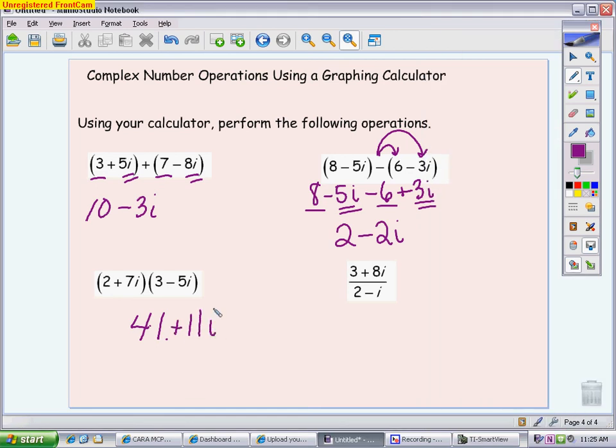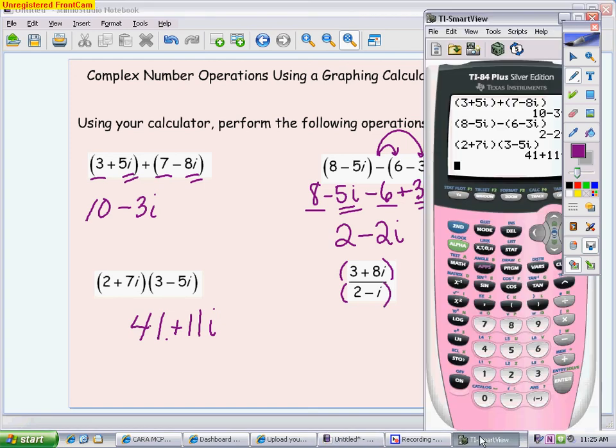The division, again, do it entirely on your calculator, but you must use parentheses, and a lot of times the problems don't have the parentheses written in, so you want to get in the habit of putting parentheses around everything and then going straight to your calculator. So we're going to type in parentheses, 3 plus 8i. This time you have to hit the division bar. You can't put nothing there, it'll automatically multiply. And then parentheses 2 minus i.